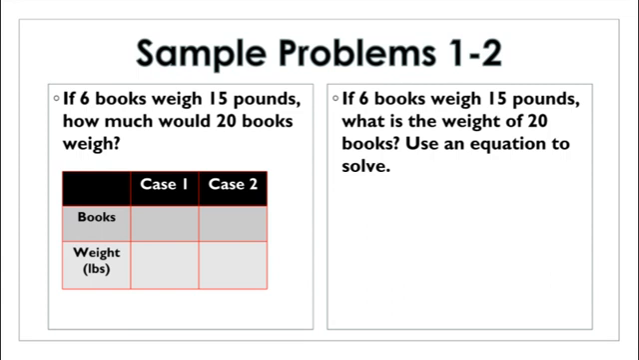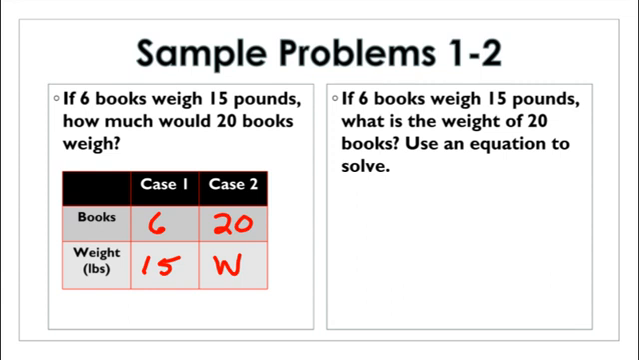So if we have 6 books and they weigh 15 pounds, that would be the same thing as saying how much would 20 books weigh. So we need to find the weight of the 20 books. Now, since we are working with rate problems, we want to make sure that when we're looking at the books and the weight, we can reduce our fraction. So we have two fractions here. We have 6 over 15 and we got 20 over W.